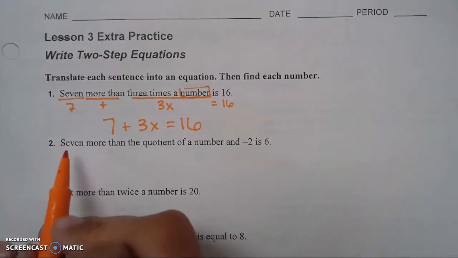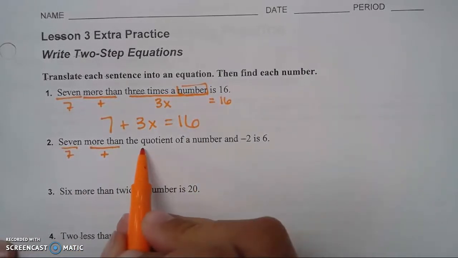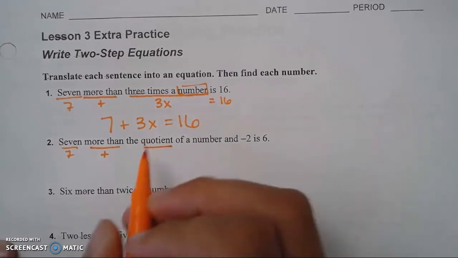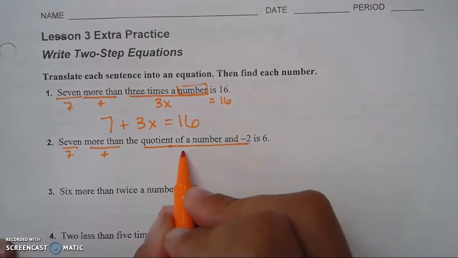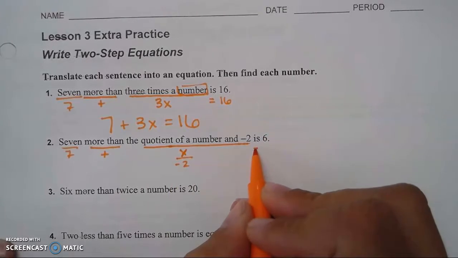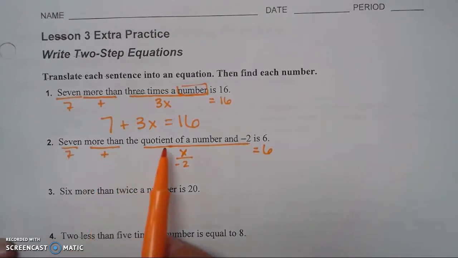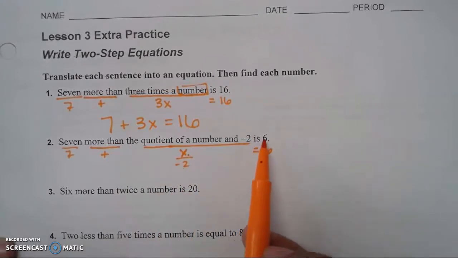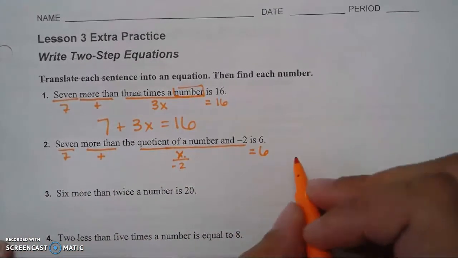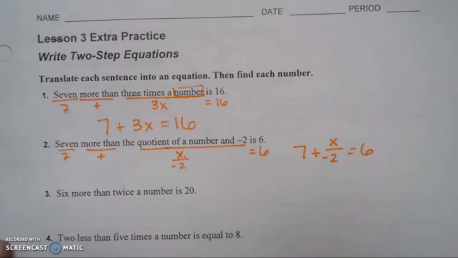All right, so let's try the next one. 7 more than, that's addition again, the quotient. So the quotient means division here. So the quotient of a number and negative 2, which means x divided by negative 2, is, that's our equals, 6. So 7 more than, that's addition. Quotient is division of a number and negative 2, so that's x over negative 2 is equal to 6. So put that together. I'll do it over here. 7 plus x over negative 2 equals 6.